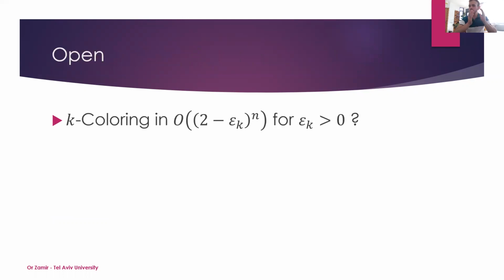And this is most of what I wanted to say, but obviously we are still left with this major open problem of whether or not k coloring can be exponentially improved for every constant k and not only for k up to 6. And this remains open, and any progress on that will be very exciting.